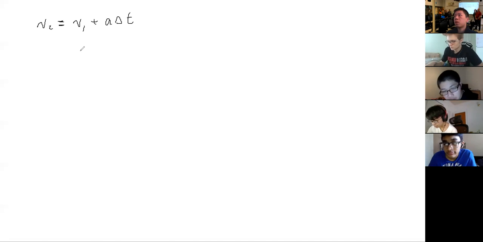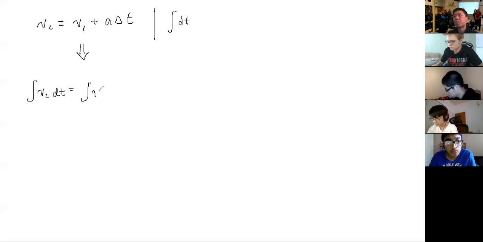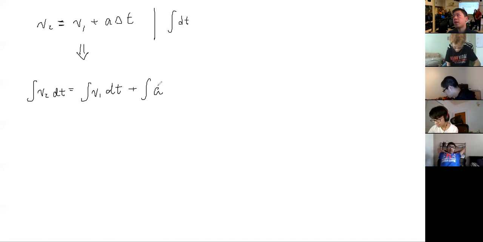So if we take the integral of the left and right sides with respect to time, then what are we left with? So the integral of v2 dt is equal to the integral of v1 dt plus the integral of a times delta t, which I'm just going to call t for now, dt.